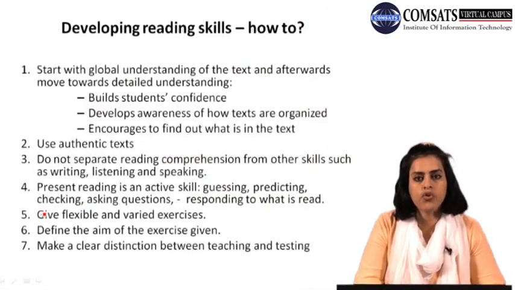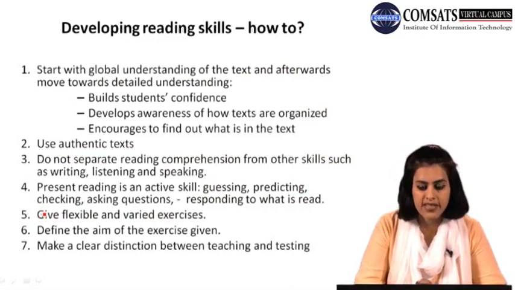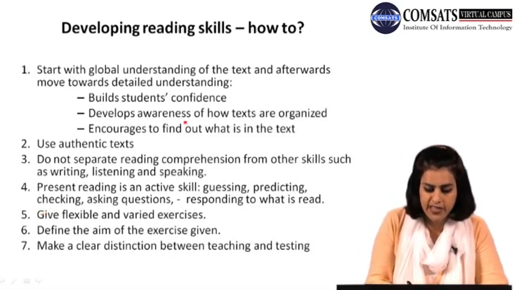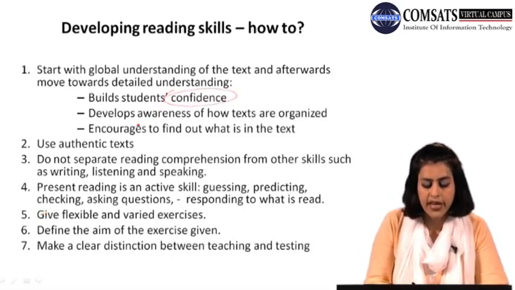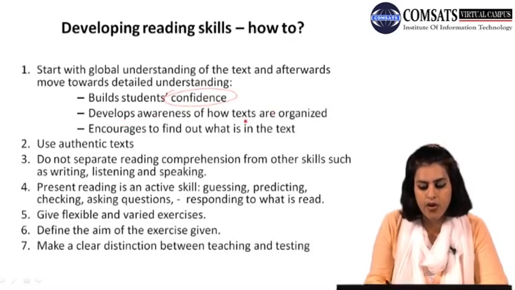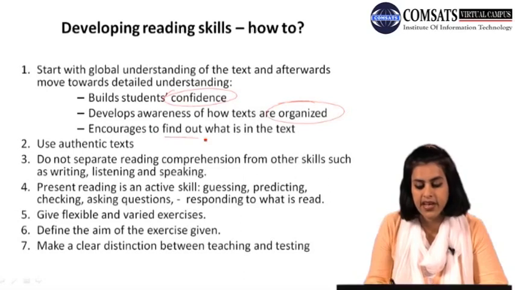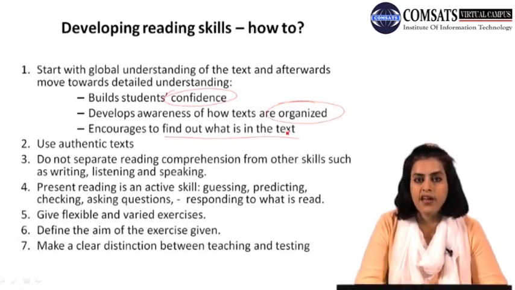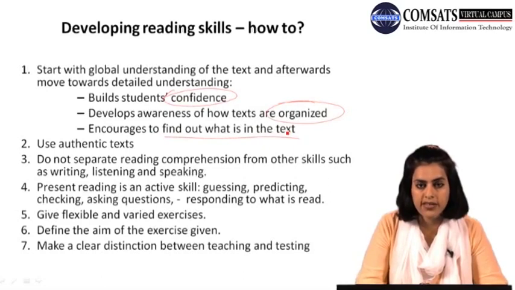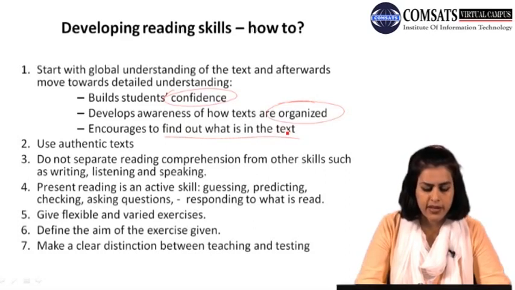While developing your reading skills, you are supposed to remember a few things: start with global understanding of the text and afterwards move towards detailed understanding. For example, you are trying to build your confidence. This confidence is really very important. It would develop awareness of how texts are organized. It will also help you see how these texts are organized, and you are encouraged to find out what is there in the texts. So this global understanding of reading from the text and developing your reading skills has got to make you confident, organized, and able to find out what is there in the text.